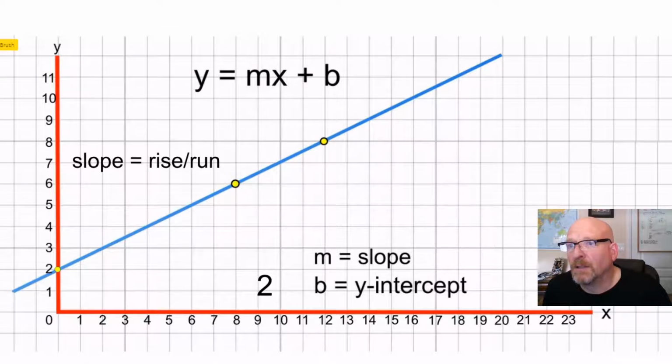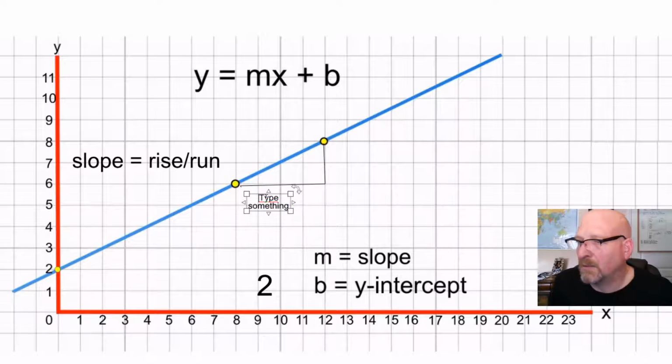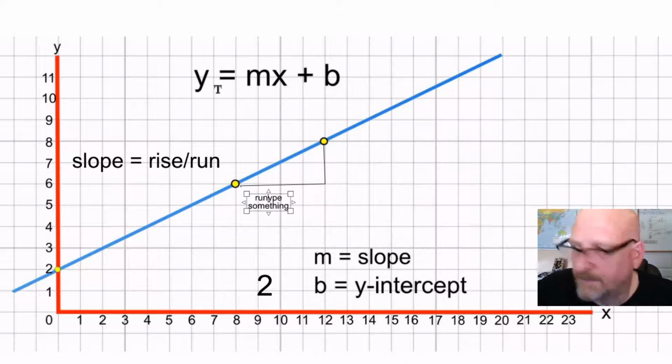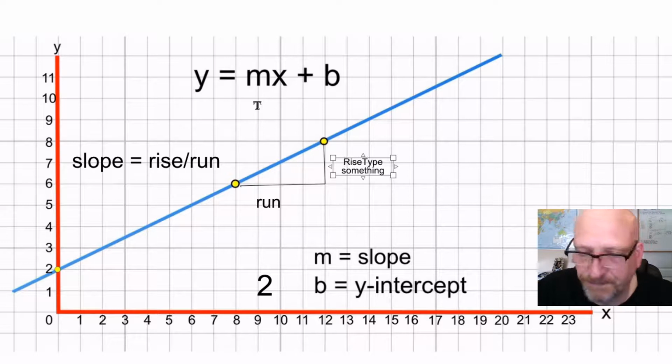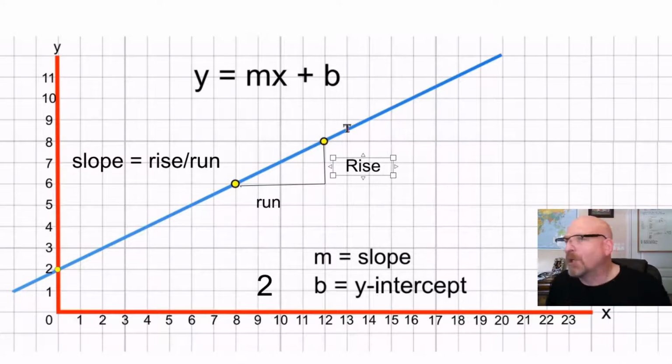Let's draw a couple of little lines here. This distance from here up to here is what we call the rise, and this is what we call the run. I'm going to go ahead and type that in. This is the run, and over here, this is the rise. So this is what we call the rise and the run.